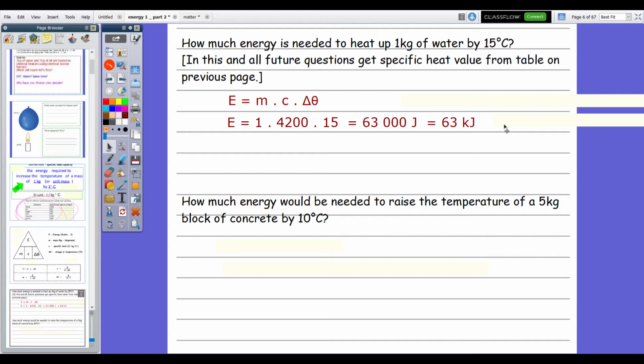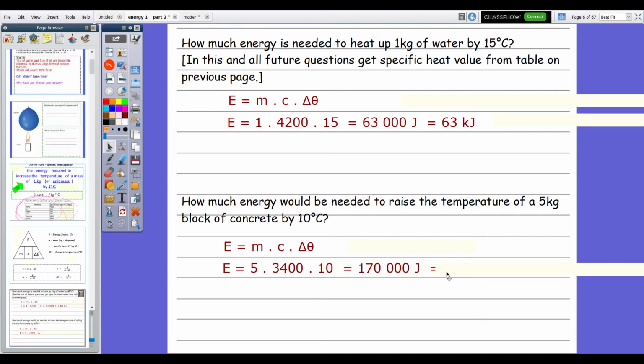How much energy will be needed to raise the temperature of a 5 kilogram block of concrete by 10 degrees C? Exactly the same as above. E equals mc delta theta. E equals m. This time it's going to be 5 times. If you go back to the table, it's 3,400. Well, the temperature rise this time is 10.